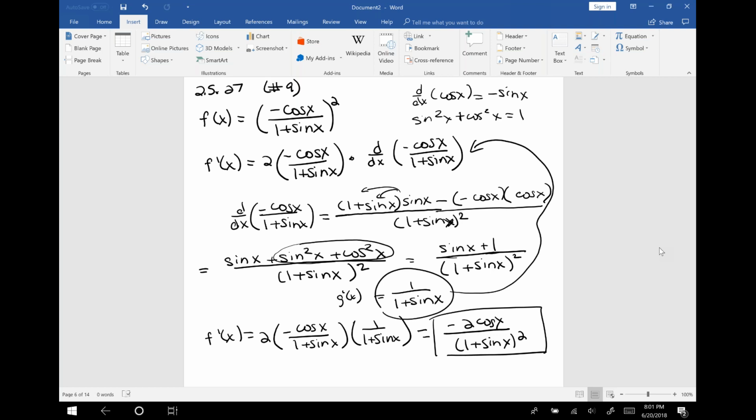The very last thing that we had is section 2.6, which is higher order derivatives. And this section is about finding second derivatives and third derivatives. And in general, they're pretty straightforward. If you're finding a second derivative, you just take the derivative of the first derivative. And if you're finding the third derivative, take the derivative of the second derivative. So those are pretty straightforward.